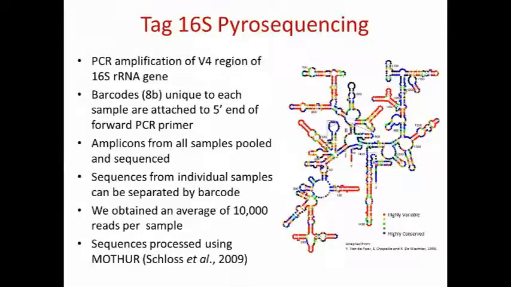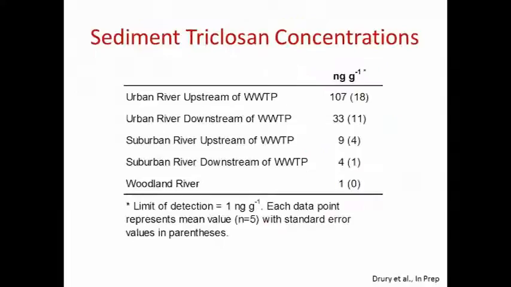So we can use bioinformatics software tools to search out the barcodes and group the samples by barcode. This gives us a great population survey of the bacteria. We would get an average of about 10,000 reads per sample. So that's about 10,000 bacteria that we've been able to identify from our samples, which is a really great method. It's much better than any culture-based or clone library-based approaches to profile communities.